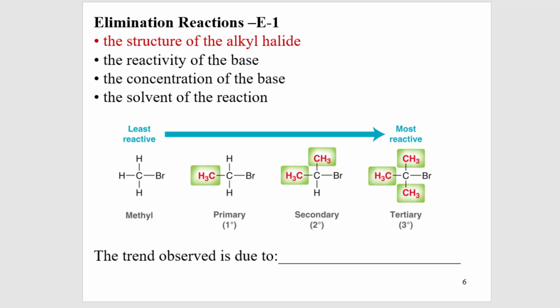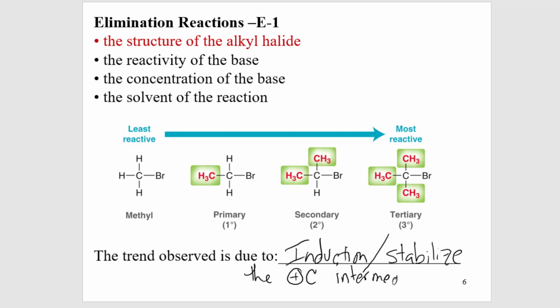The first step is the rate determining step. So it's the hardest thing to do, to form that carbocation high energy intermediate. So the trend observed is due to induction, right? We want to stabilize the carbocation intermediate. That's the whole purpose for this trend. And it makes sense, right? The more electron donating groups you have on the carbon that becomes empty, the more stable it's going to be. Just like SN1.